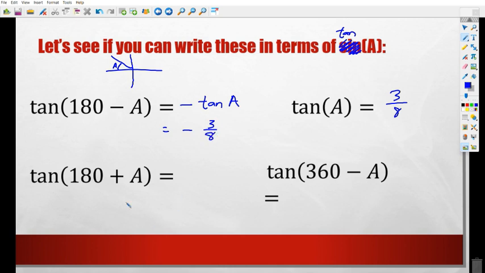Alright, so you can see I'm going a little bit quicker now because I'm assuming you guys are getting it. Nice and easy. So I'm going to draw a little sketch here again. I'm going to go tan of 180 plus A. So I'm at 180, and I'm adding A, so where am I? I'm in the third quadrant. Tan is what in the third? Positive. And how many degrees am I from my horizontal? I am A degrees. So instead of saying tan of 180 plus A, I can say tan of A. Alright, so we know what tan of A is. Tan of A is 3 over 8. Nice. And last one for today.